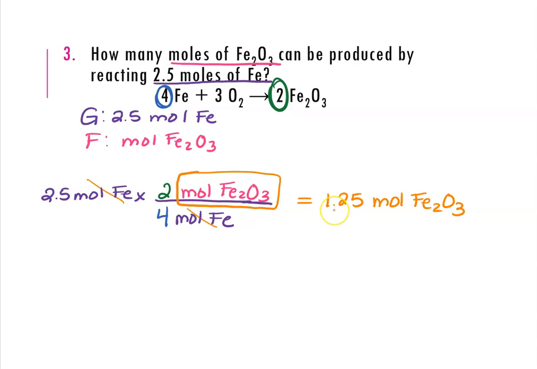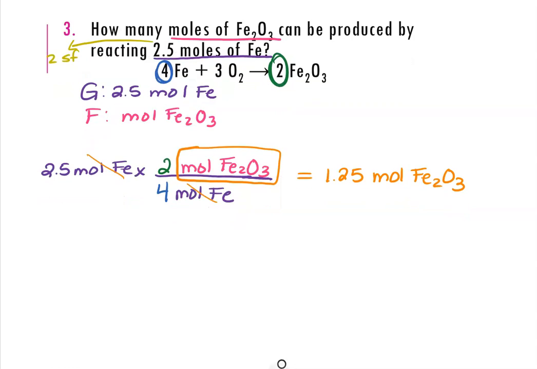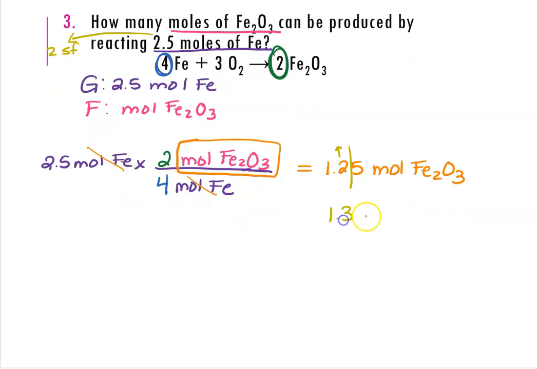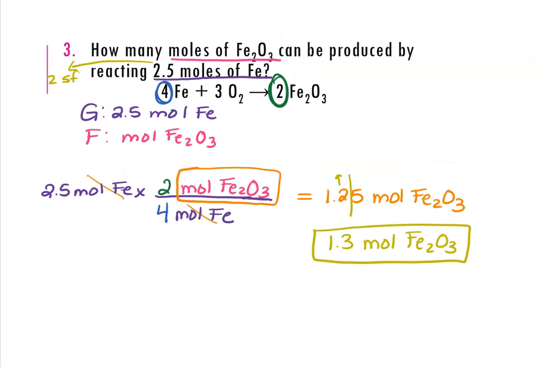So I do 2.5 times 2 divided by 4, which gives me 1.25 moles Fe2O3. Now I have to put this in correct significant figures. So 2.5 has 2 sig figs. So my answer will have 2 sig figs. That 5 means that it rounds up. So I get 1.3 moles Fe2O3. Okay, let's do one more.